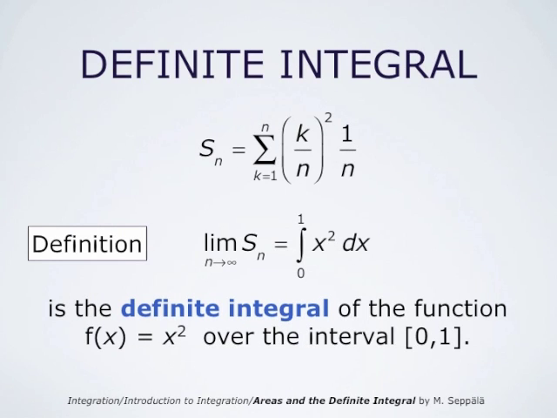To determine the area of the domain under the parabola, we considered the sums S_n, which is summation k from 1 to n, k over n squared times 1 over n, and we observed that the limit of these sums gives that area. Now, the limit of these sums as n goes to infinity is the definite integral of the function x squared over the interval from 0 to 1. The notation for the definite integral is a modification of the summation symbol capital sigma. It's this kind of a long S. So the definite integral from 0 to 1 of x squared dx is the limit as n goes to infinity of the sums of the type S_n.